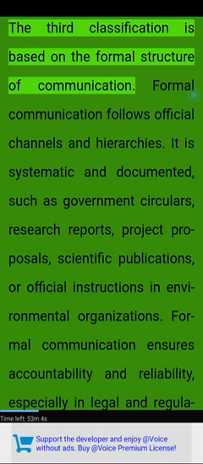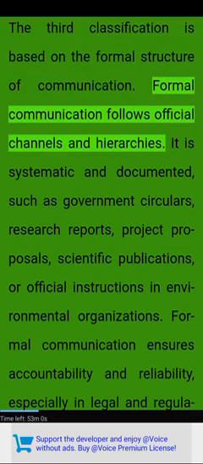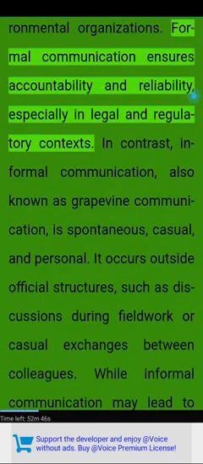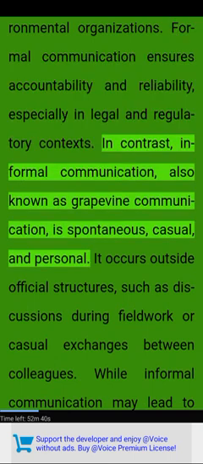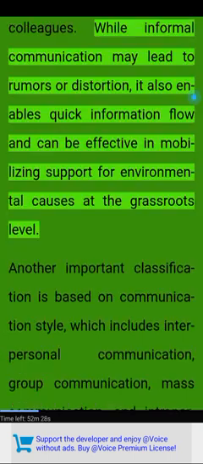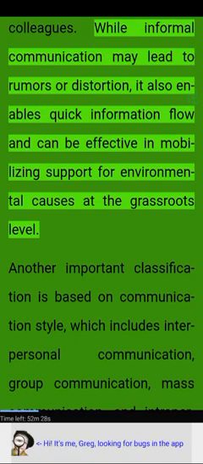The third classification is based on the formal structure of communication. Formal communication follows official channels and hierarchies. It is systematic and documented, such as government circulars, research reports, project proposals, scientific publications, or official instructions in environmental organizations. Formal communication ensures accountability and reliability, especially in legal and regulatory contexts. In contrast, informal communication, also known as grapevine communication, is spontaneous, casual, and personal. It occurs outside official structures, such as discussions during fieldwork or casual exchanges between colleagues. While informal communication may lead to rumors or distortion, it also enables quick information flow and can be effective in mobilizing support for environmental causes at the grassroots level.